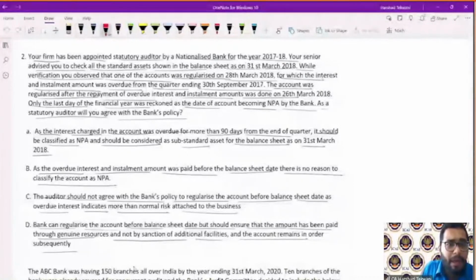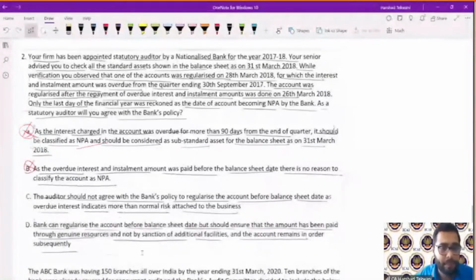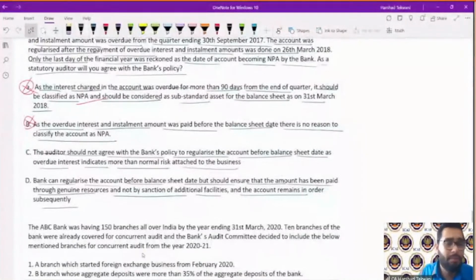So in the current case, A will not be the correct answer, as it is talking about showing as an NPA. That is not correct. Overdue installment and interest amount was paid before the balance sheet date, so there is no reason to classify the account as NPA. But again, there are conditions attached. So this is not the correct answer. The auditor should not agree with the bank policy to regularize. That is not correct. There are conditions attached, but we can regularize. So again, this is not the correct answer. The correct answer is D, that is, the bank can regularize, but there should be genuine resources from which the payment has been made, and not by sanctioning of additional facilities. Then only you can regularize the account. The correct answer is D.